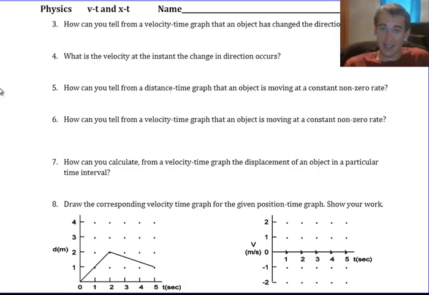What is the velocity at the instant the change in direction occurs? Well, you've got to think about that one for just a second. Say you're moving in one direction and you want to move the other direction. First you slow down, slow down, slow down, stop. Then you go the other direction, right? So the velocity at the instant something changes direction is 0, because it's not moving forward anymore, but it hasn't started to move backwards. Or if you threw something straight up in the air, it's not going up anymore, but it hasn't started to fall back down. So the instant something changes direction, its speed is 0.